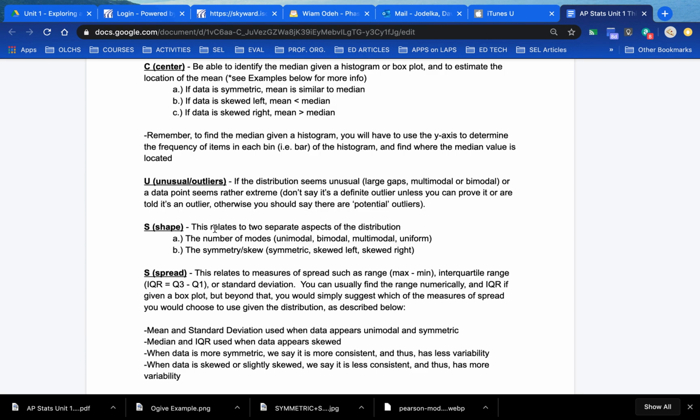The shape has two aspects to it. You have to tell me about the number of modes, or the form of the distribution, and then if it's symmetric or skewed. We will talk about that on the next slide.